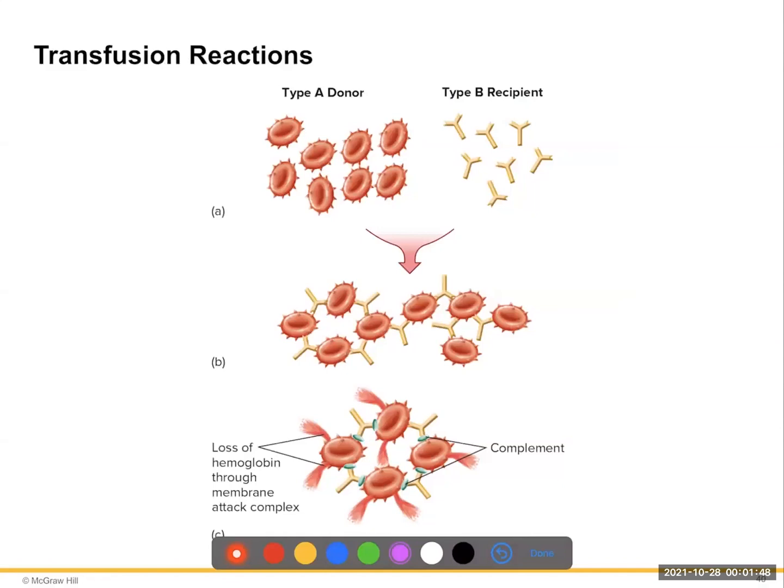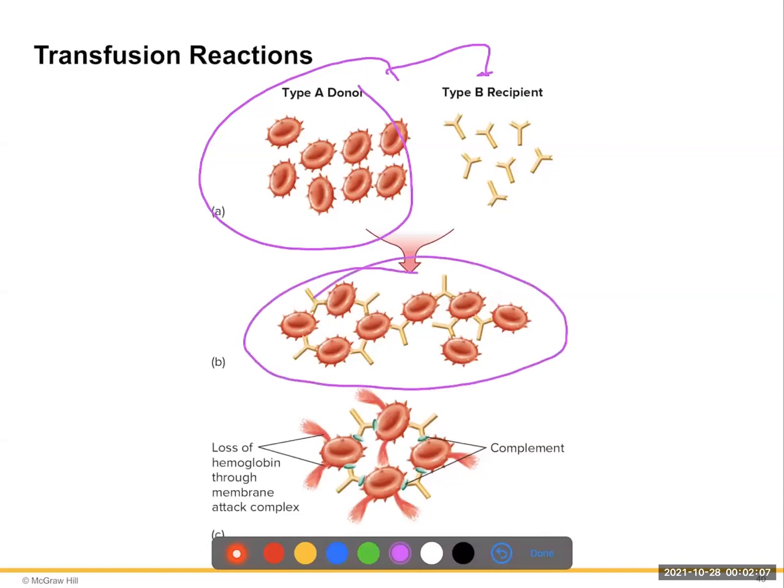Okay, so if we had a type A donor to a type B recipient, so your patient's type B and you give them type A blood. Remember, type A blood has anti-B antibodies. So the antibodies bind with the B receptors, forming agglutination, and the loss of hemoglobin causes fatality. It agglutinates the blood.